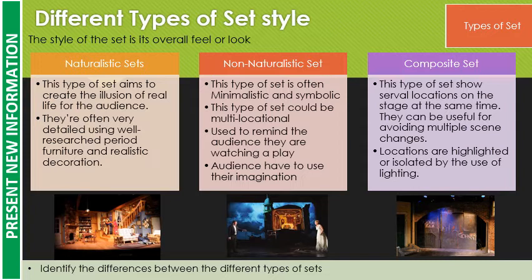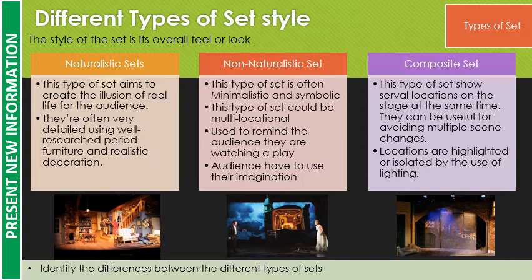Non-naturalistic set. This type of set is often very minimalistic and symbolic. If you think about Teenagers, we had the rostra in a sort of upside down U shape, which was a minimalistic set. I didn't have a massive bridge. I didn't have a train track running through. All of that was minimalistic and symbolic. This set could be used for different locations. If you think again about Teenagers, we had a train line, we had a park, along with a few other locations. A bedroom, I think, was another one. That's the idea of multi-locational sets.